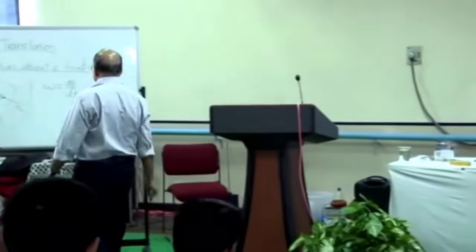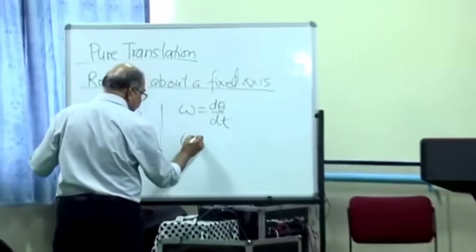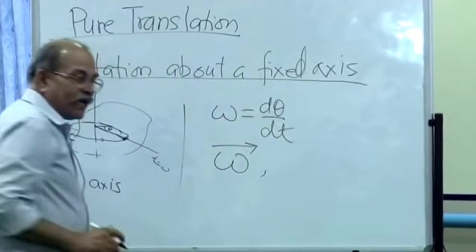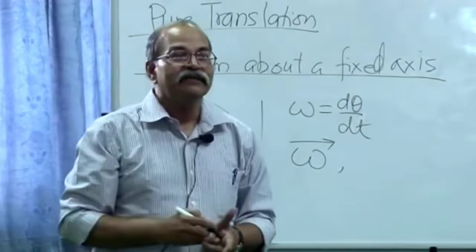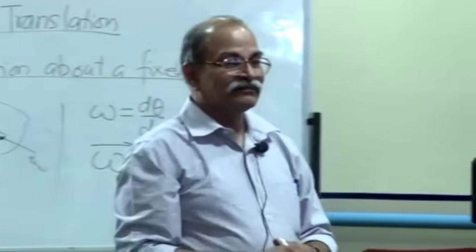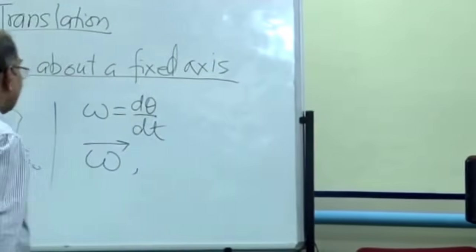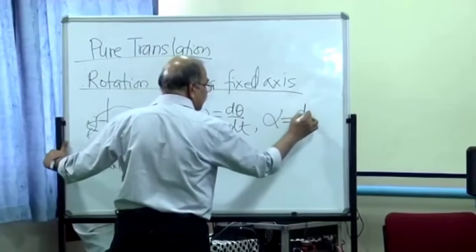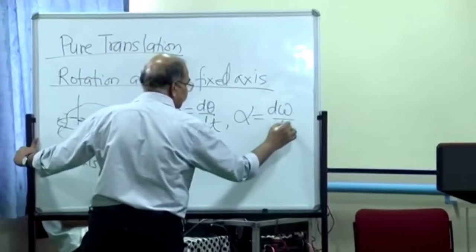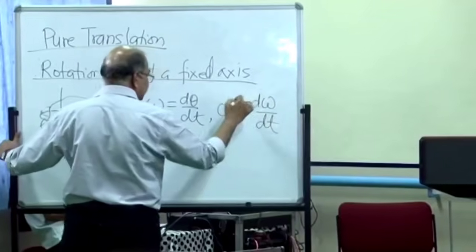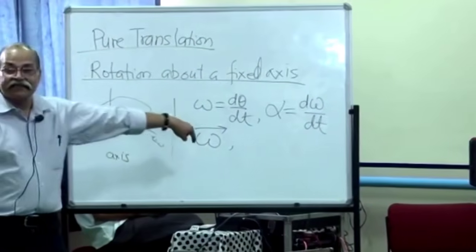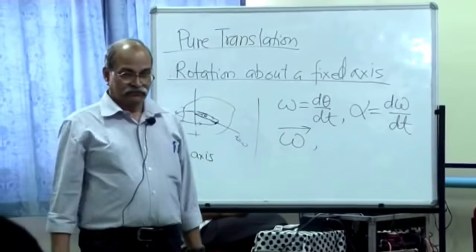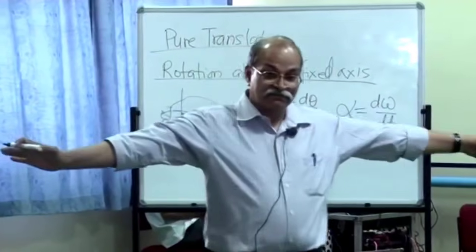We call it angular velocity vector, omega. The magnitude is given by this, and the direction I have already told you how to determine. Then you define alpha is equal to d omega by dt. You can put a vector sign also. Angular velocity, angular acceleration. These are all definitions.